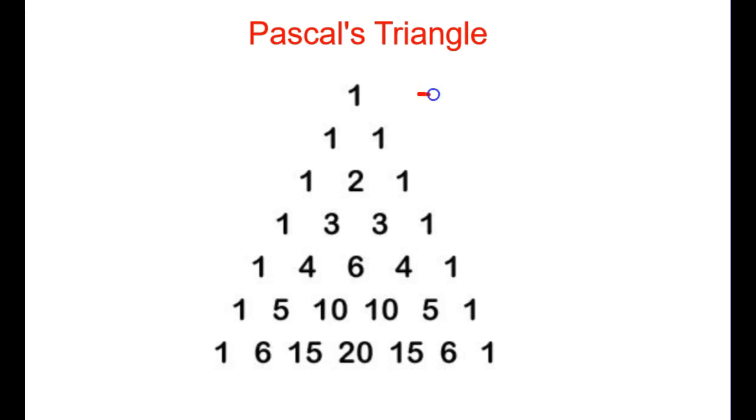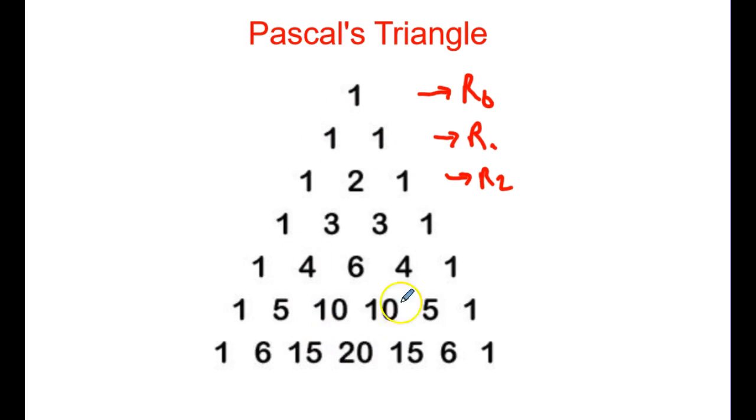If we look, this is called row 0. This is actually row 1, and this is row 2. Okay, and we can go down the list. We got 3, 4, 5, 6. We always start each row and end each row with a 1.